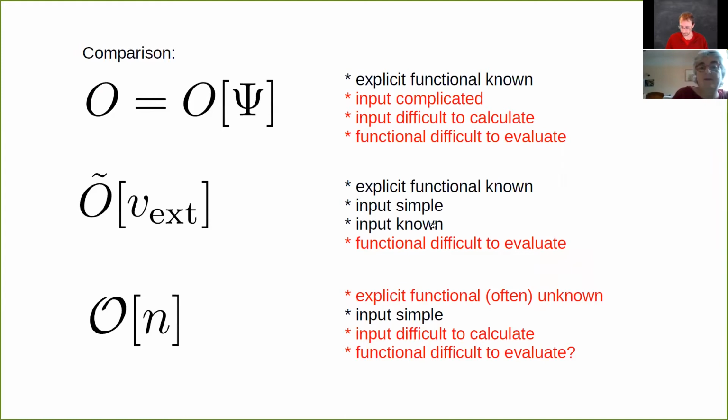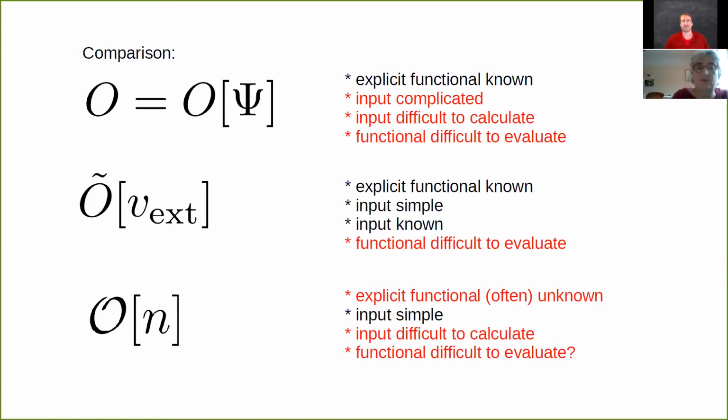So we have now three possibilities, and we can make a comparison. Calculating observables of the wave function as a functional of the wave function means that we use an explicitly known functional, just the integral. The input to this functional, the wave function, is a highly complex object. It is difficult to calculate, and by the way, also difficult to store. And also the integral itself, although it's easy to write down, is very difficult to calculate.